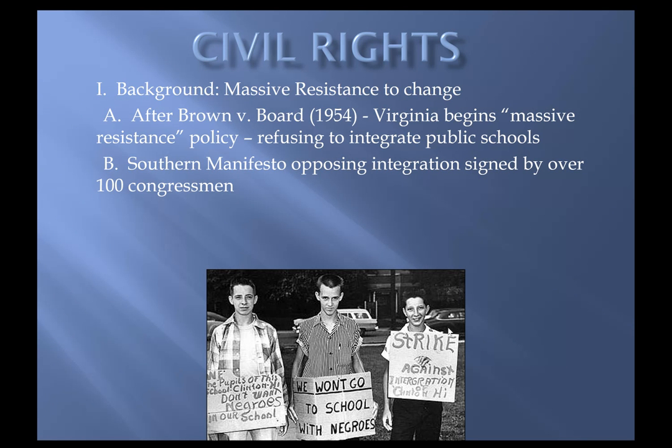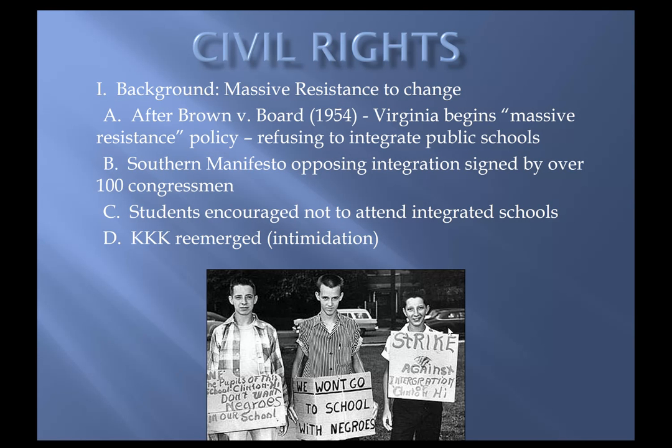So basically the entire South is like, this is federal overreach. The court shouldn't be allowed to do this. Why are you messing with our society? And they're severely pushing back on this policy. They're going to encourage students not to attend integrated schools. So even in places where they're not shutting down the schools, they'll encourage parents to pull their kids out and put them in private schools. And also, we're going to see a reemergence of the KKK during this time. So they're going to use violent intimidation to try to stop a lot of this change. And you can see at the bottom some of these protesters that are going the other way, right? They're saying, we won't go to school with Black students. So this is the context of the activists deciding, okay, we need to push back on this backlash.